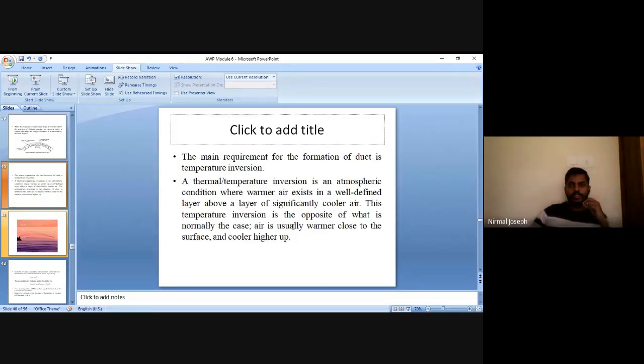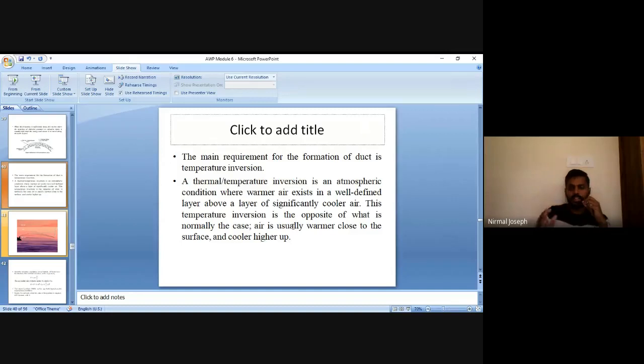The main requirement for the formation of a duct is temperature inversion, that I already told. A thermal temperature inversion is an atmospheric condition where warmer air exists in a well-defined layer above a layer of significantly cooler air. This temperature inversion is the opposite of what is normally the case. The air is usually warmer close to the surface and cooler higher up. That only we are expecting: the air should get cooler as we move upwards. But the temperature inversion is opposite of that, as I already explained.